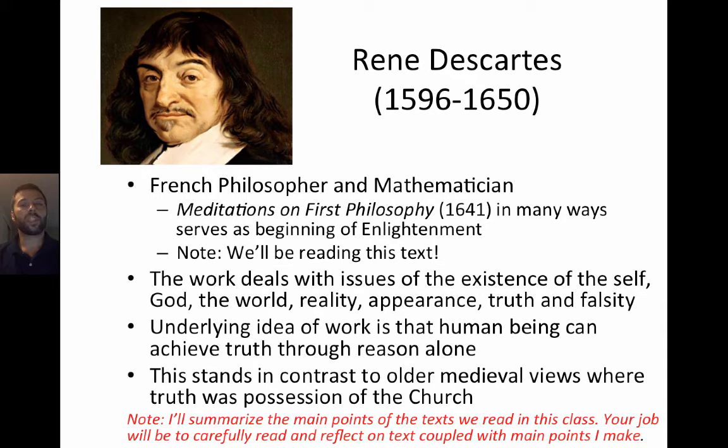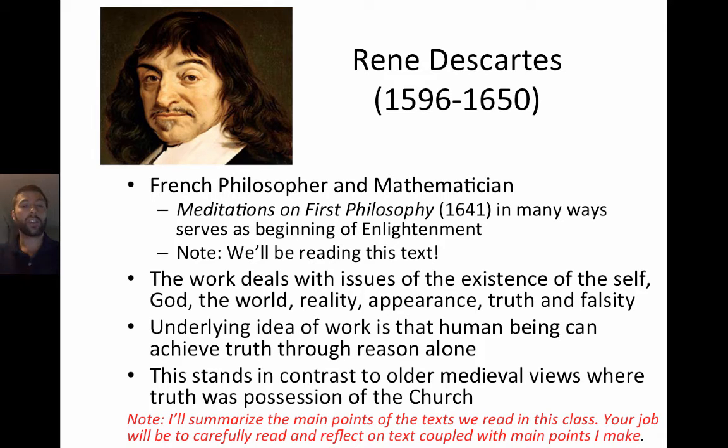So the work deals with issues of the existence of the self, God, the world, reality, appearance, truth, and falsity. And the underlying idea of the work is that the human being can achieve truth on their own standing, just through thinking on our own. Without the appeal of faith, we can achieve truth. And this is a very important distinction, which really makes the work an Enlightenment text. And indeed, it stands in contrast to older medieval views where truth was seen as the possession of the church.